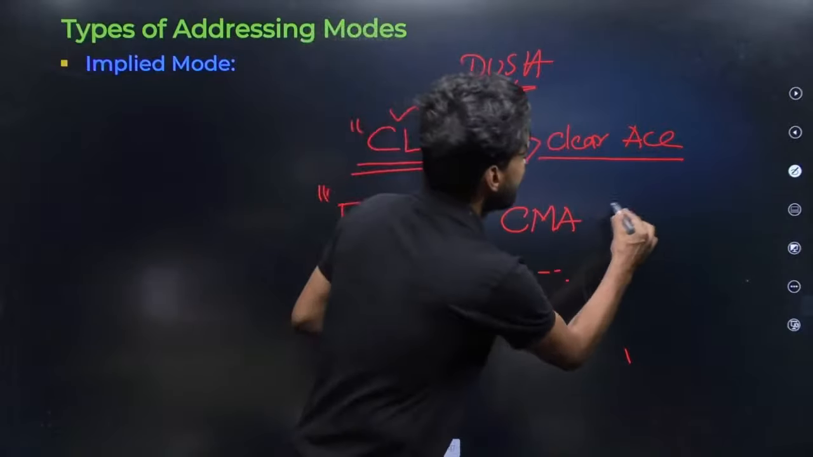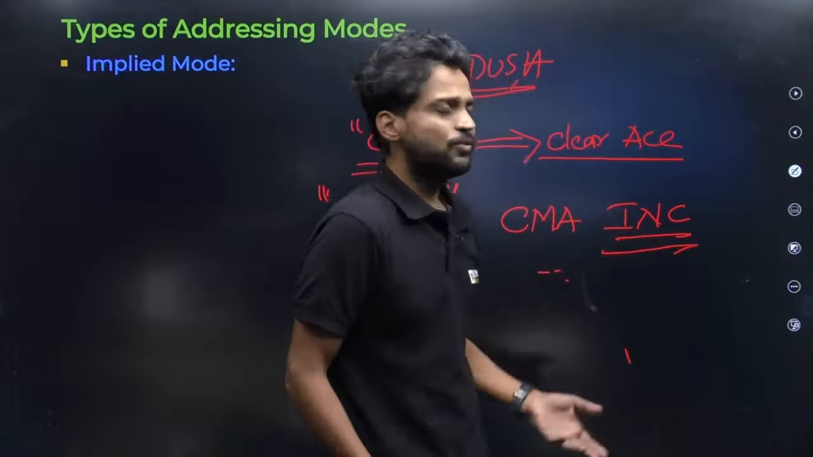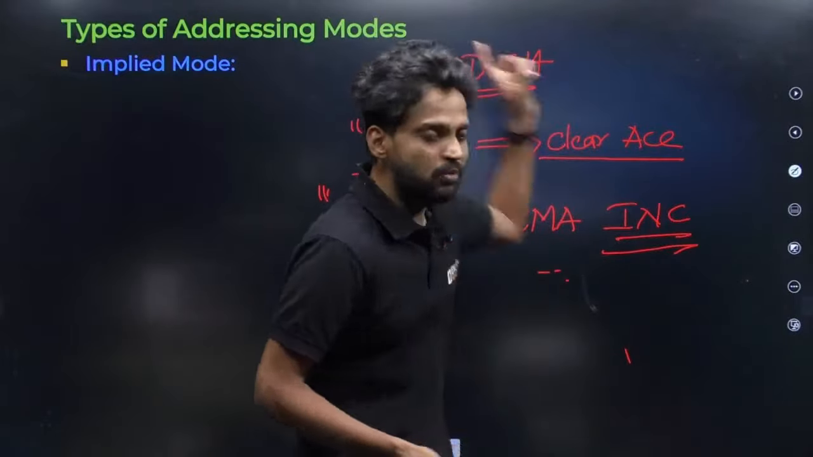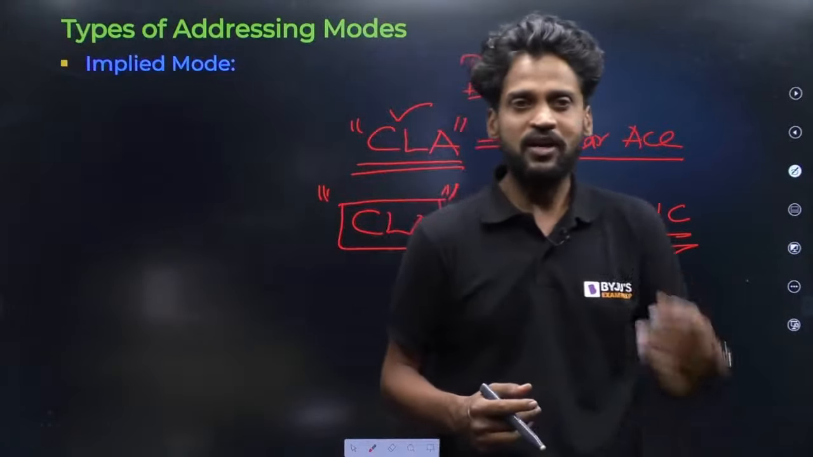CLA, CMA, INC. There is an instruction INC. What is it? Incrementing. What is to be incremented? Of course, the accumulator will get incremented. The operand is implicitly specified in the instruction.